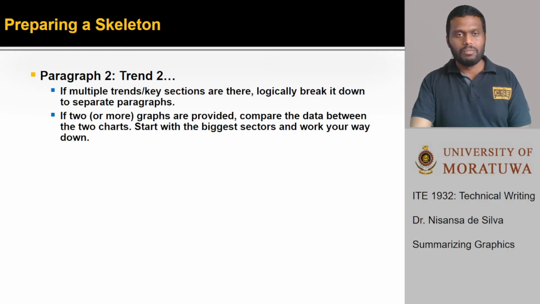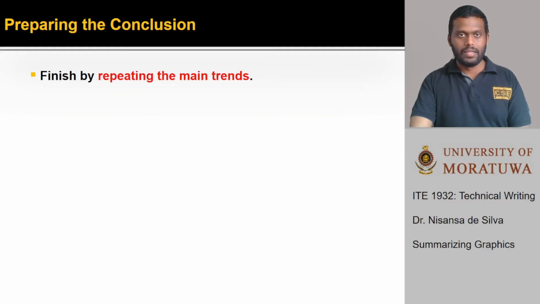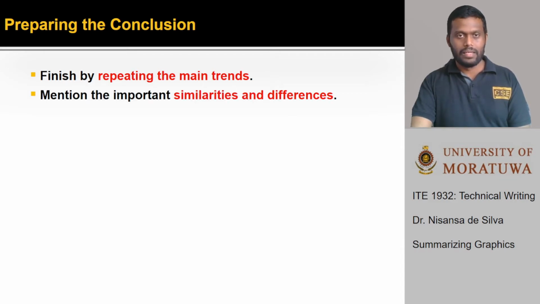If there are two or more graphs to be compared, you need to compare the data between the two charts as well. See what are the similarities, what are the differences, and how they match up to each other. And finally, you can end with the conclusion. When you are writing the conclusion, repeat the main trends that you mentioned earlier. Mention the important similarities and differences between trends or between graphs.